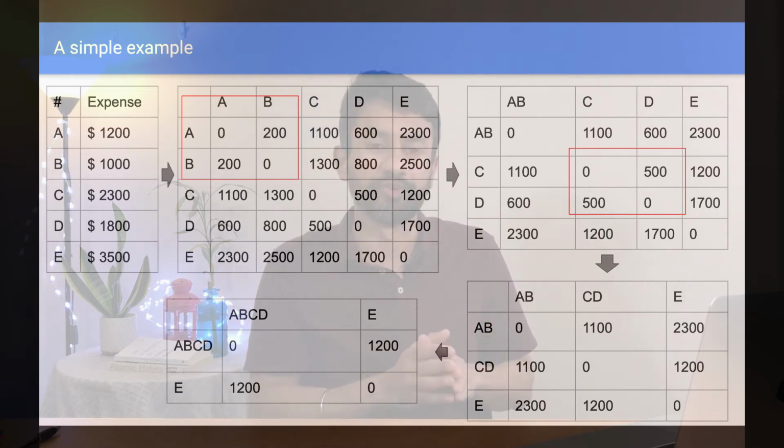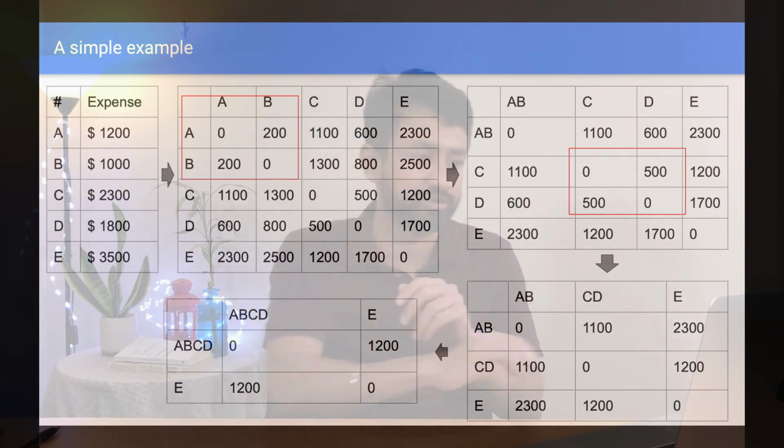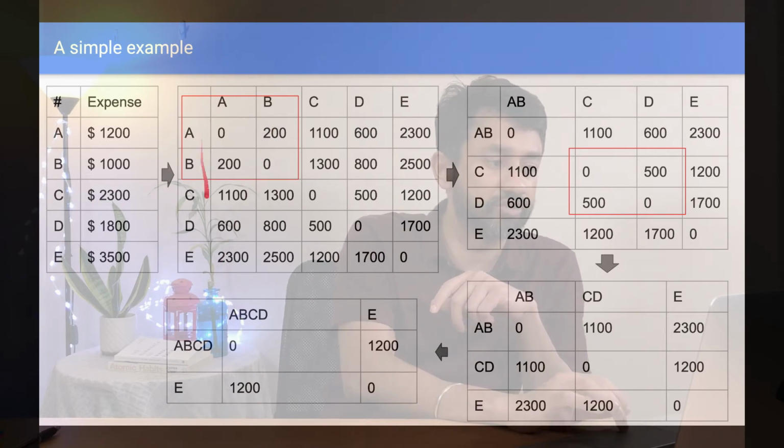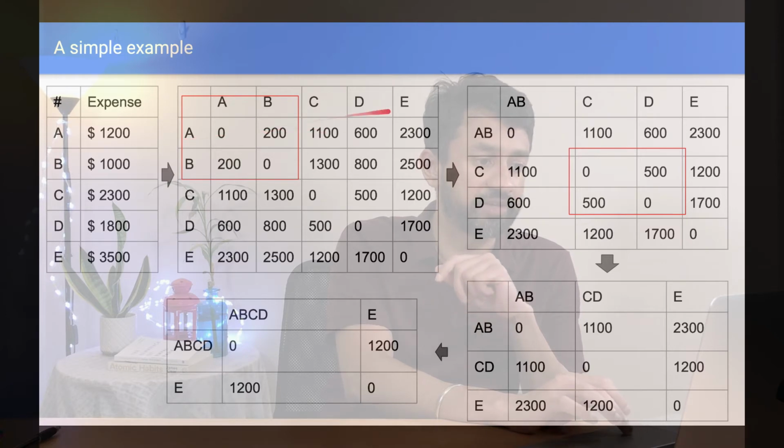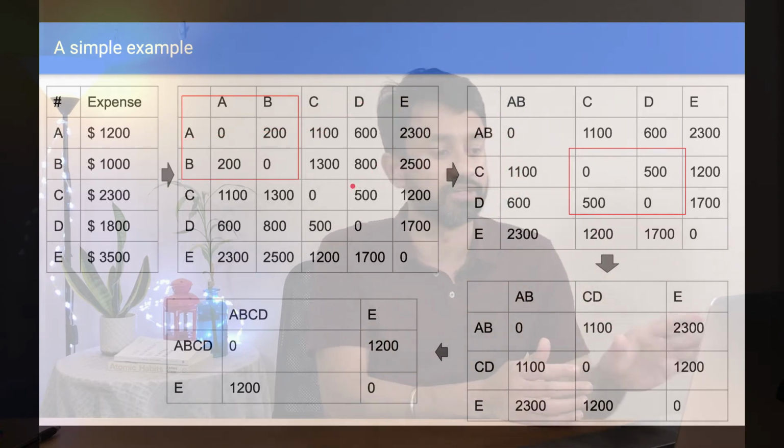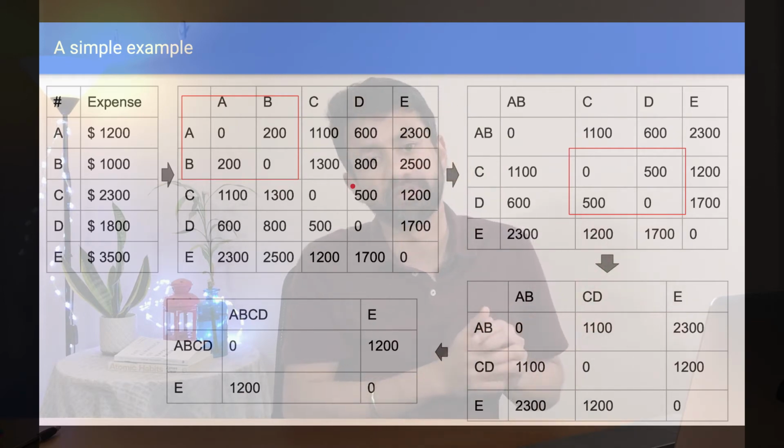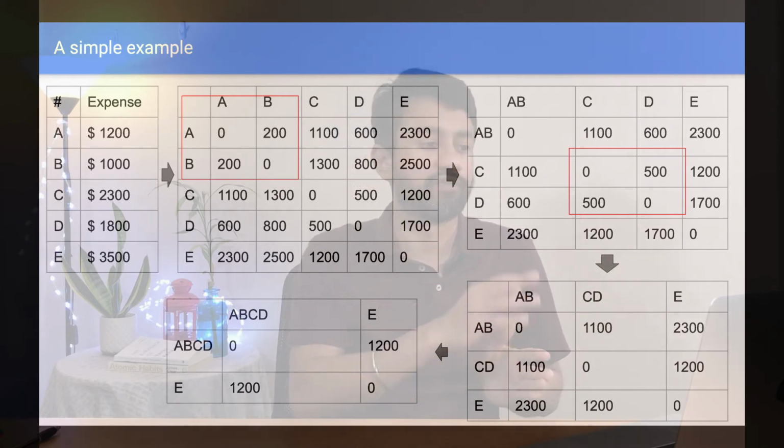What we are going to do first is come up with the distance matrix. This is the distance matrix as you see here. A to B, the distance is 200. That's the difference between A and B. A to C, the difference is 1.1k. So we calculate the distance matrix for all the observations. Here we have 5 different observations, so we have a 5 by 5 matrix where we get the distance of each observation to the other observations in the dataset.